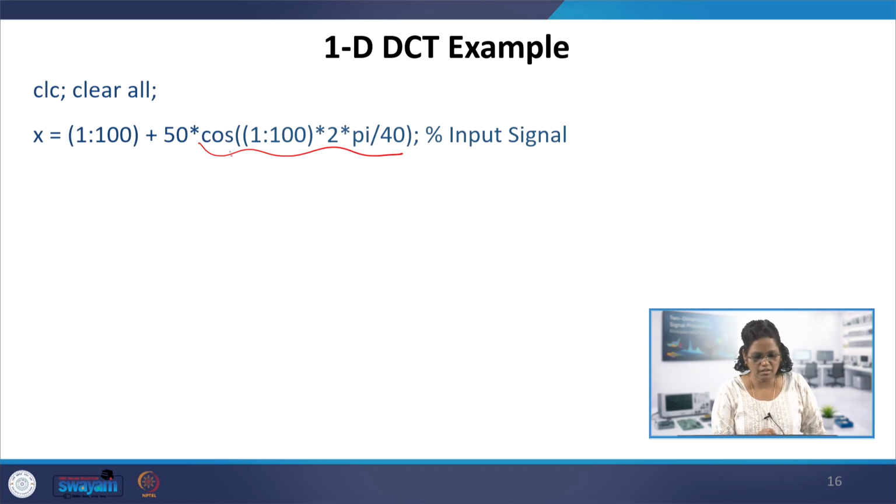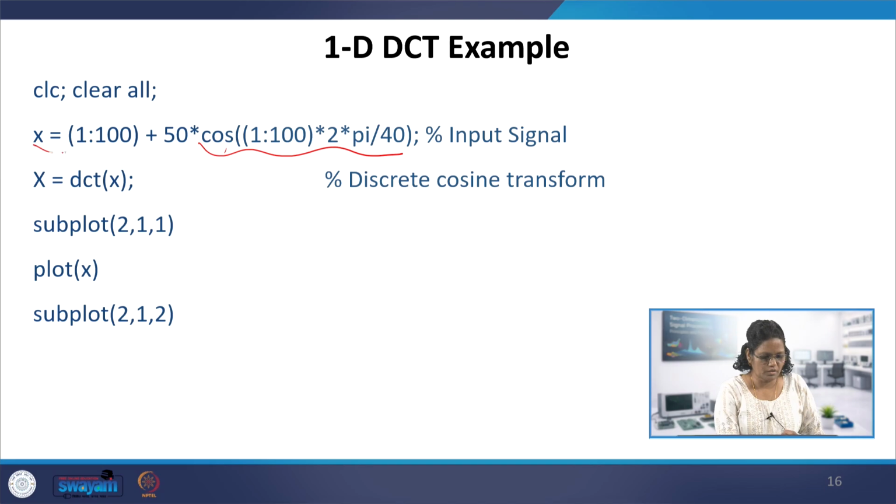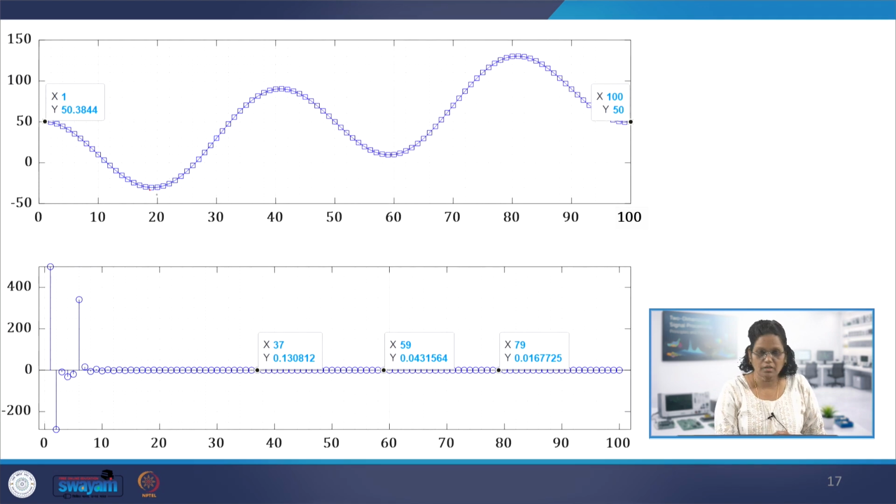So that means this signal amplitude is also slowly growing, and this signal also has a DC for 1 to 100, which is 100 points, it will be slowly varying. So it's a drifting sequence of low frequency. In that sequence, if we take a DCT of it, so this capital X is DCT of x, a 1D DCT. We plot it with 2 subplots, that is 2 1 comma 1 here, plot x, the input sequence, and 2 1 comma 2 plot the DCT which we obtained. So from that we get the plots.